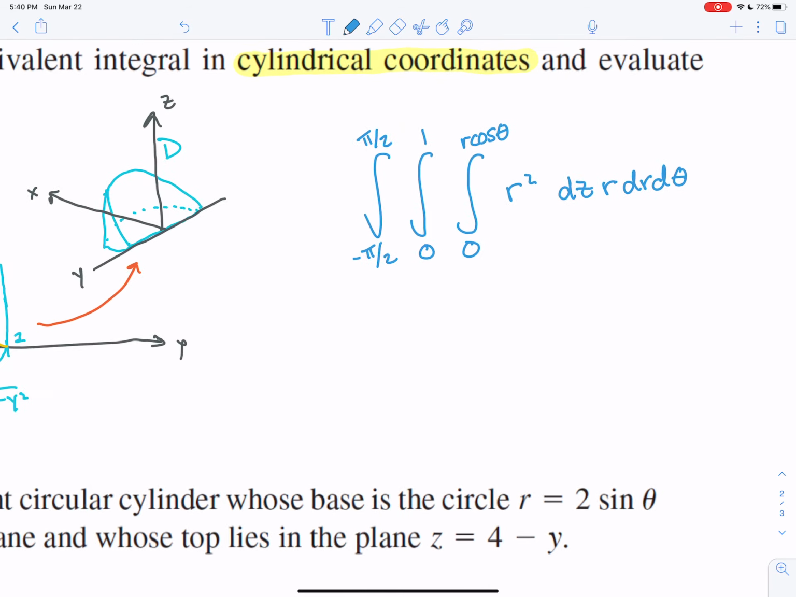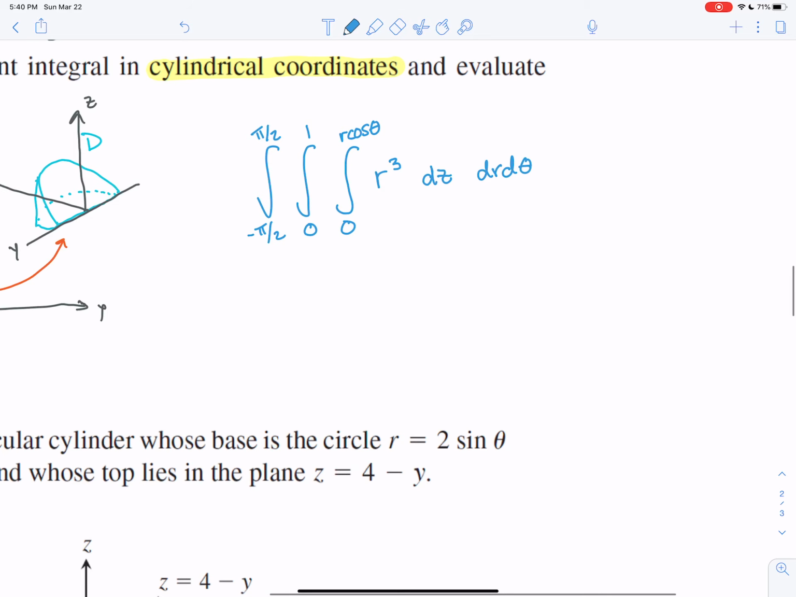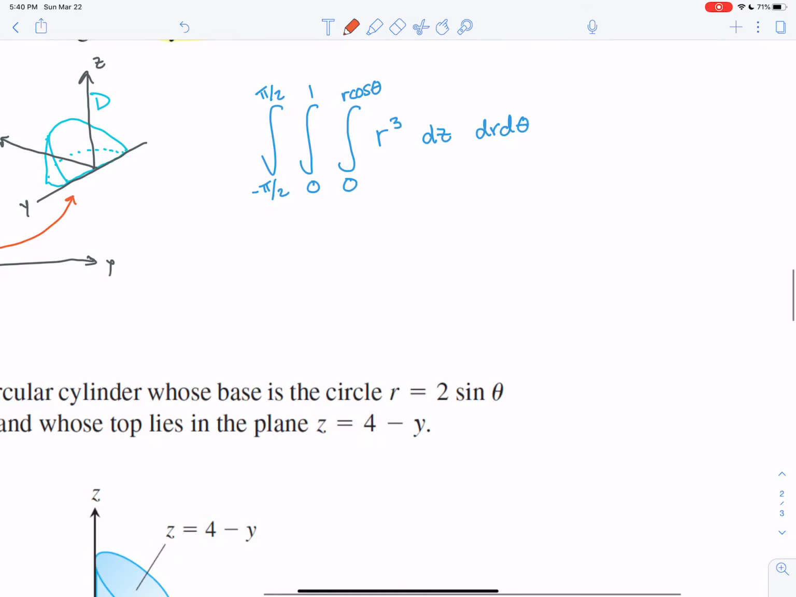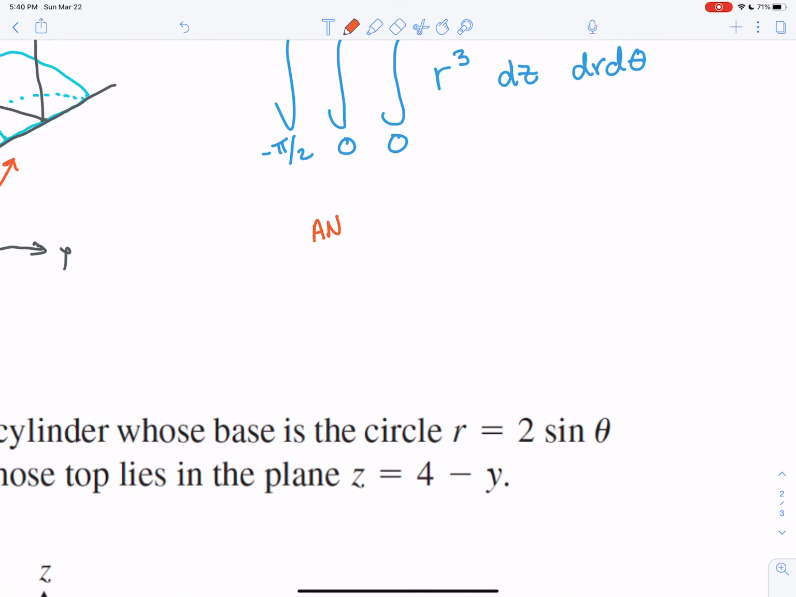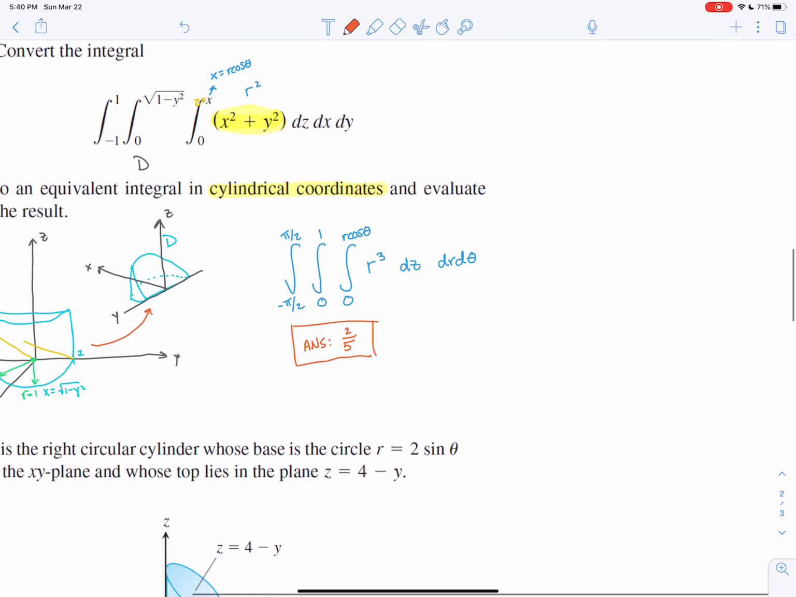Okay, cool. So that's the setup we're going for. What we can do is distribute that extra r into the function that we're integrating and just call it r cubed. That's totally valid to do. So that's the setup. I'll let you evaluate this on your own, and the answer that you should be looking for is 2/5. That's the answer to that integral.